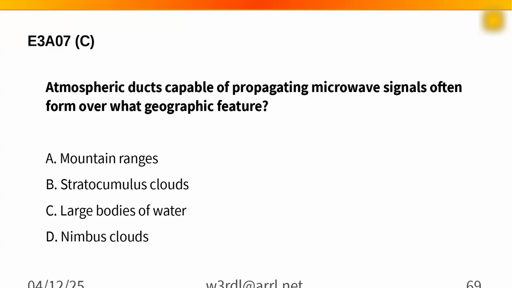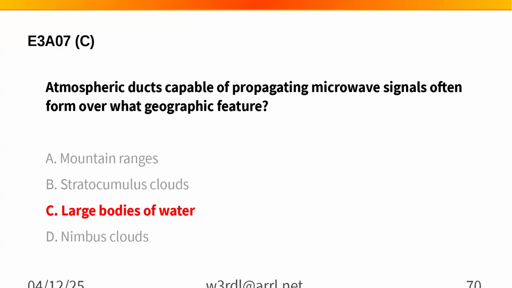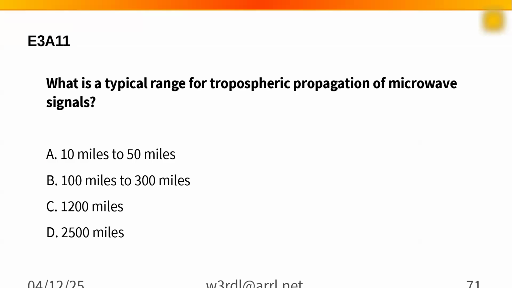Atmospheric ducts capable of propagating microwave signals often form over what geographic feature? Check. I thought it was mountain ranges. What's a typical range for tropospheric propagation of microwave signals?